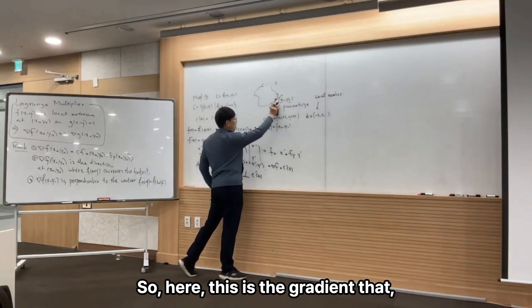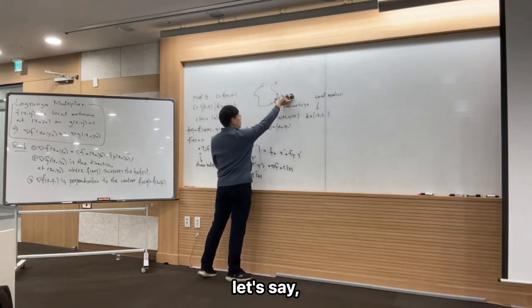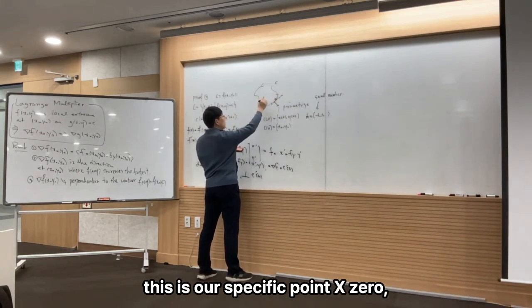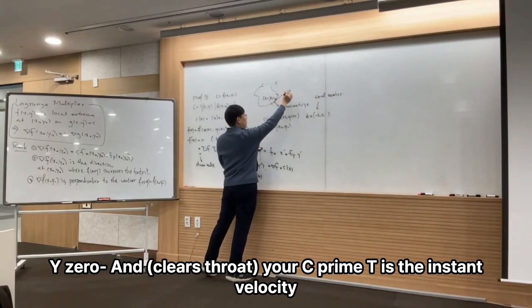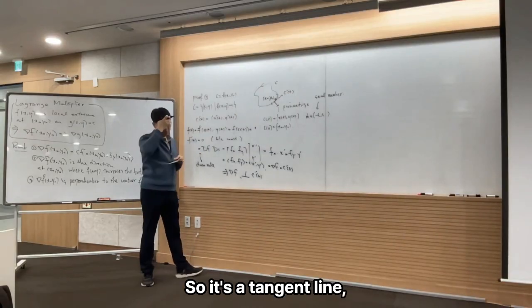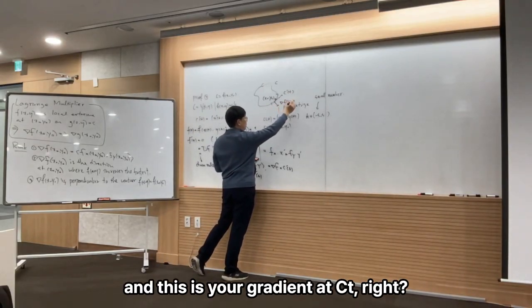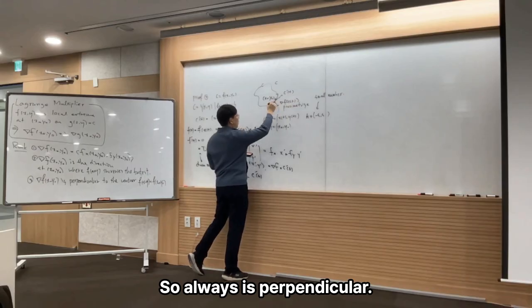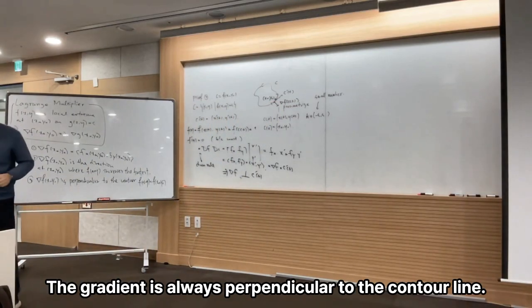So here, this is the gradient. So let's say this is our specific point, x0, y0, and your c prime t is the instant velocity, and the direction of instant velocity, so it's a tangent line. And this is your gradient at c(t), right? So it always is perpendicular. The gradient is always perpendicular to the contour line.